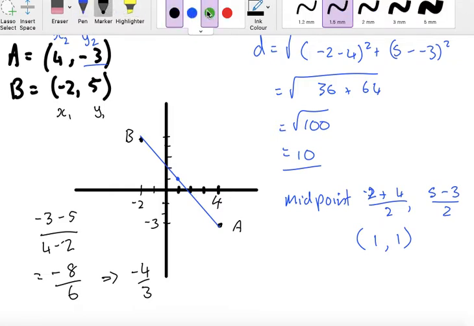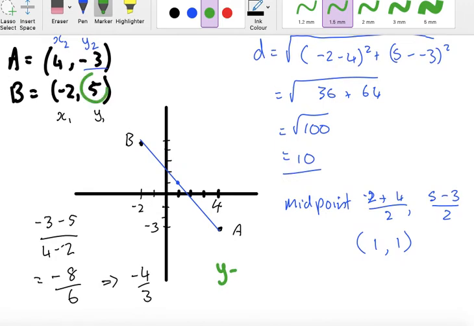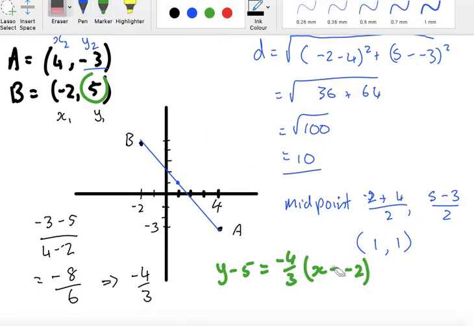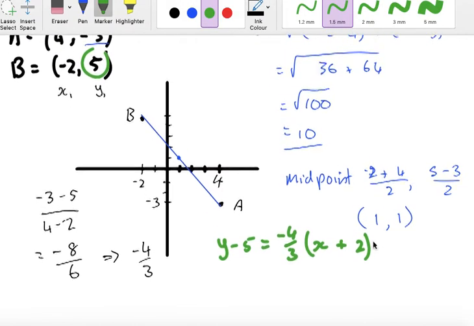It's pretty easy. We just go y minus y1, which is going to be this value of 5, equals the gradient, which is negative 4 over 3, times x minus x1, which is the negative 2. And there's your formula. You could tidy that up a bit by making these two negatives become a positive, and that's straightforward. Or you could use the y equals mx plus c method.